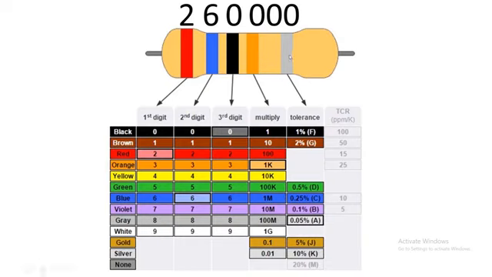At the last, the color is quite different. At last, you can see here, it's the tolerance. The color is violet. The violet value is 0.1%. It means the error chance is 0.1. So friends, see here, the value of this resistor is 260,000 ohm. If we convert this resistor into kilo ohm, we need to remove the last 3 zeros and replace them by K. So the value of this resistor is 260 kilo ohm.